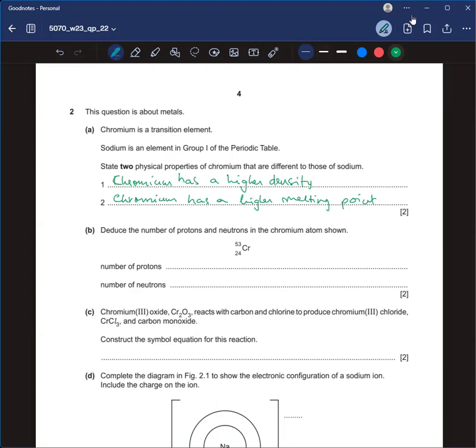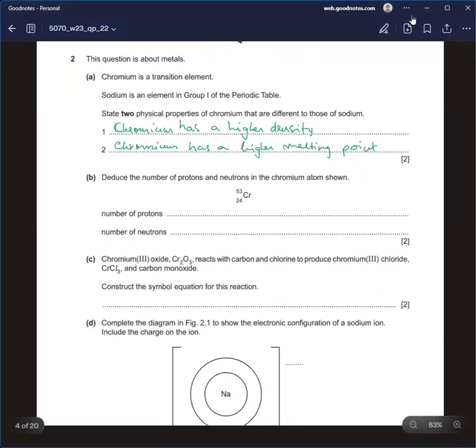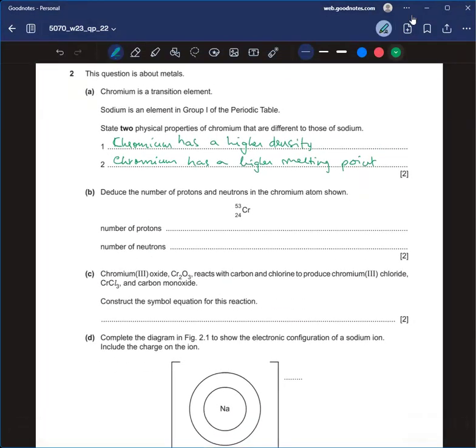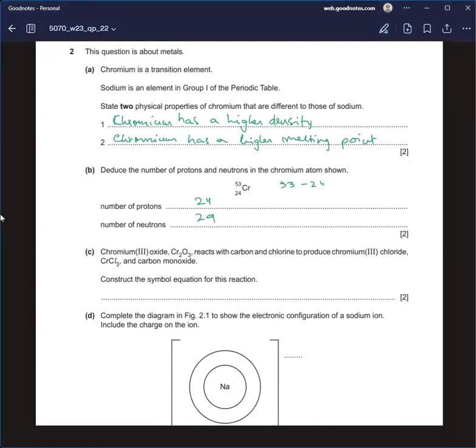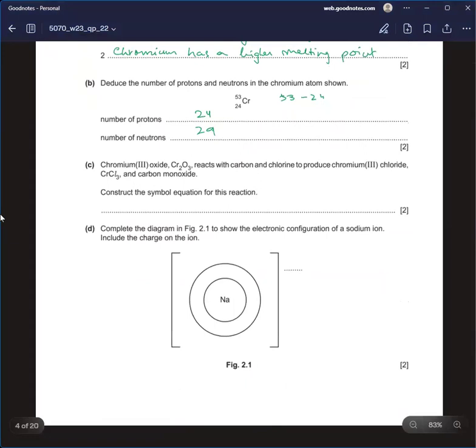Okay, so let's move towards part B. Deduce the number of protons and neutrons in the chromium atom shown. The protons are simply this number, 24, and for neutrons, we'll subtract 53 minus 24, so that would give us 29. Okay, so let's move towards the next question.